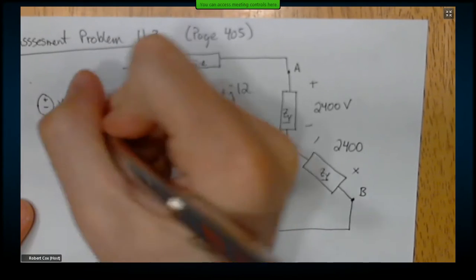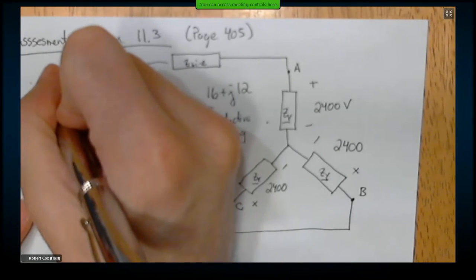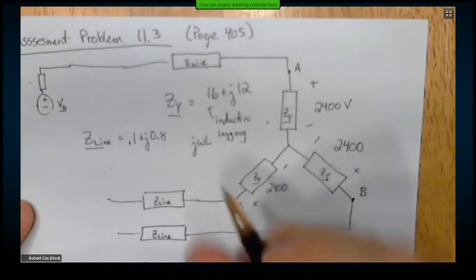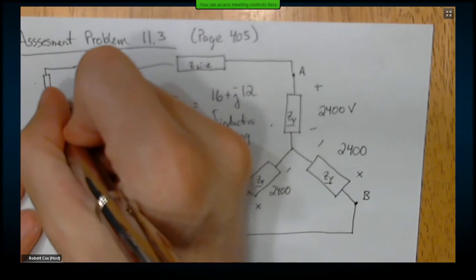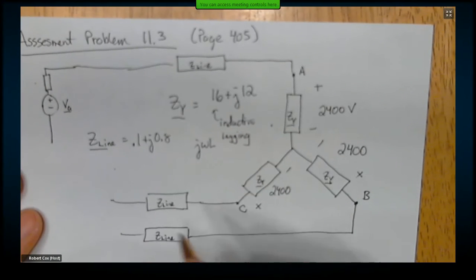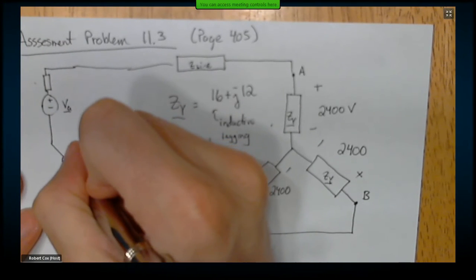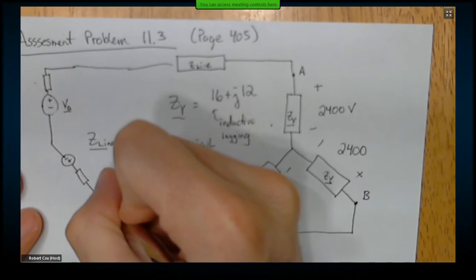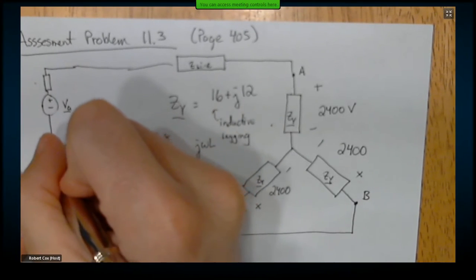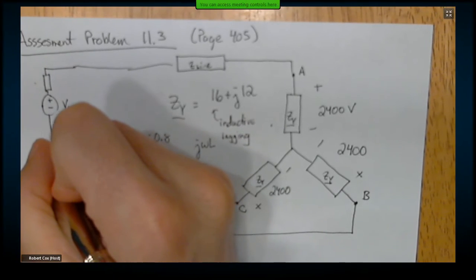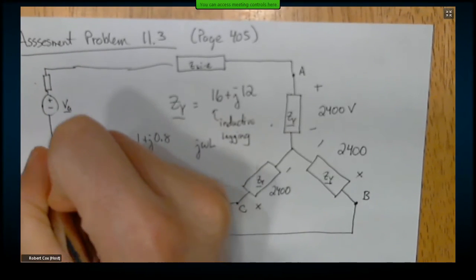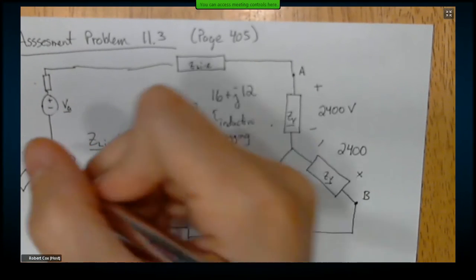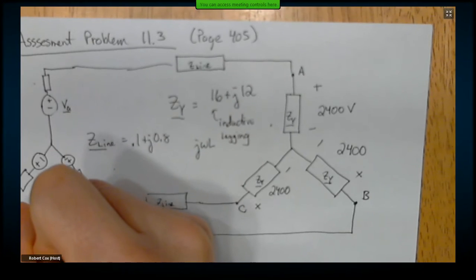All right, here's VA with an internal impedance, connected to here. And let's go to my neutral point. Here is our C phase connection, also with an internal impedance. And here is my B phase connection, also with an internal impedance.